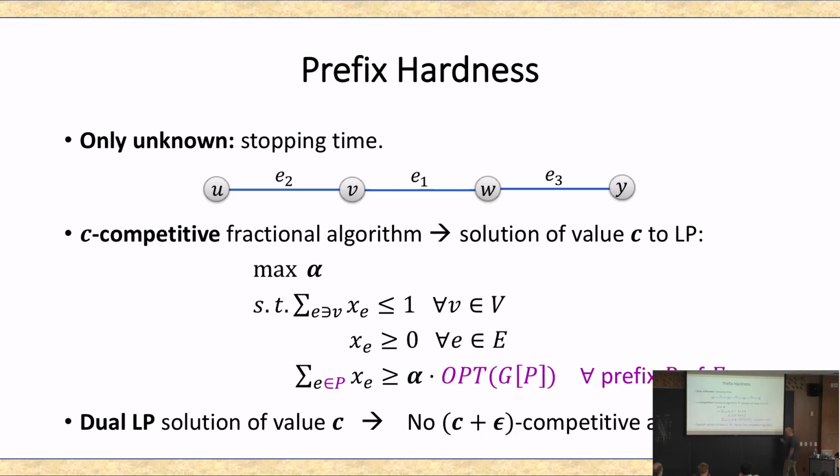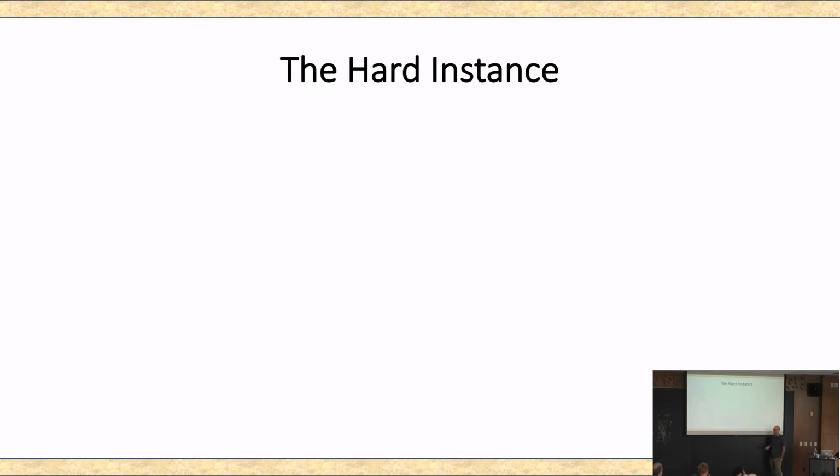Our hard instance will actually be a bipartite graph. So we actually even show hardness in bipartite graphs. We'll have n nodes on the left, n nodes on the right, u1 through un, v1 through vn. And we'll reveal the edges in rounds. And in round i, we'll have a perfect matching between the first i nodes on either side.